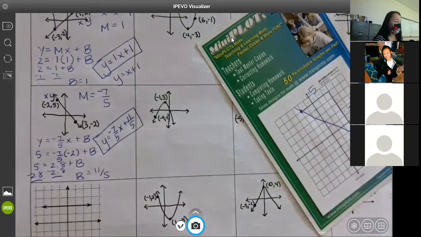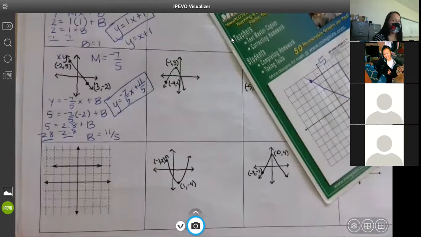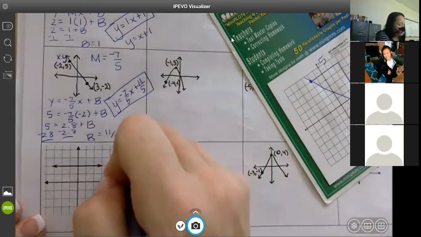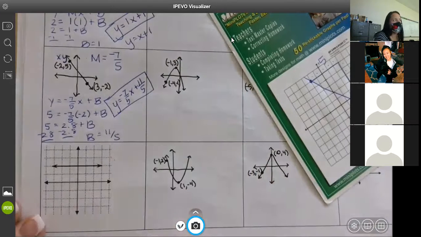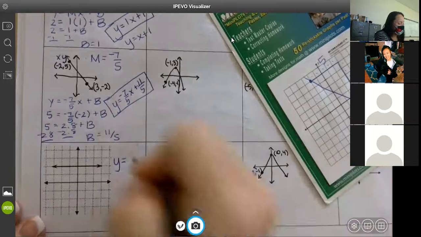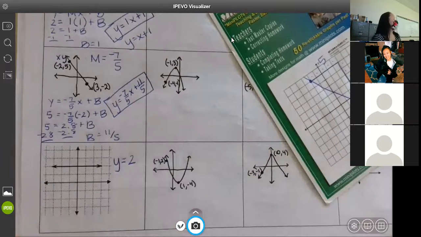And then the last one you don't have to do any work on. What axis does it go through? Which one does it go through? The y-axis at what? 2. Perfect. So I don't have to do any work on there at all.